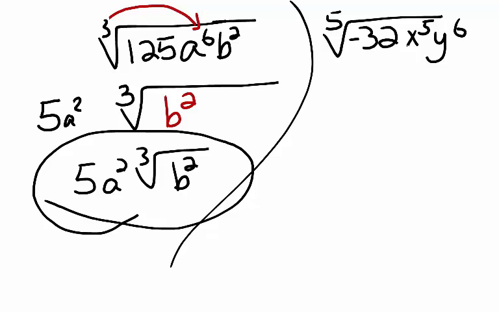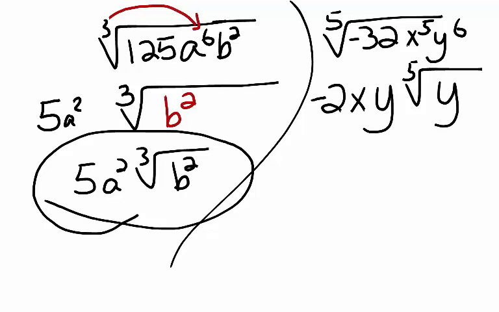The 5th root of negative 32 is negative 2. And that's something that if you didn't know, you could do a prime factorization to determine. The 5th root of x to the 5th is x to the 1st. And I know this because my root 5 divides into the exponent 5 one time. And then for y to the 6th, I see that 5 divides into 6 one time, so I can take out y. And I'm left with the 5th root of y, because 5 divides into 6 one time with 1 left over.